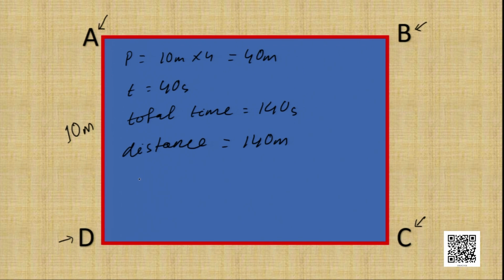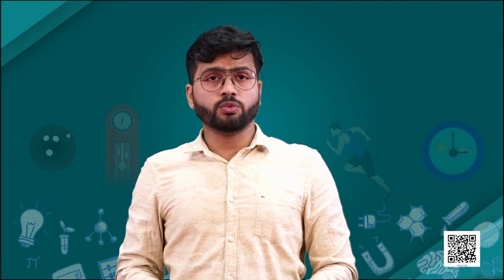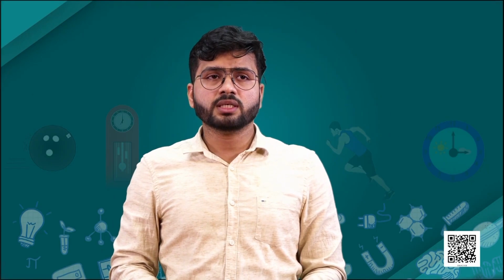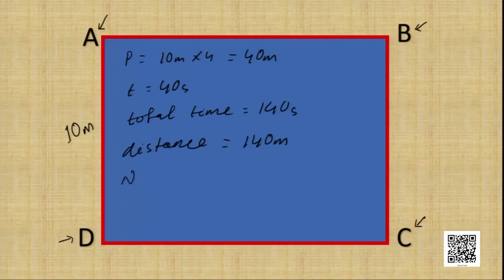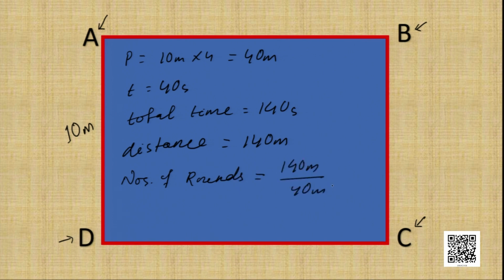Our task now is to calculate what the displacement will be. As we have already discussed, displacement is nothing but the shortest distance. So if we calculate in 140 meter how many rounds the farmer will complete along the sides of the square field, 140 divided by 40 gives us 3.5. That means 3.5 rounds. When he completes 3 rounds, his displacement will definitely be 0. Then the half round means 20 meter.